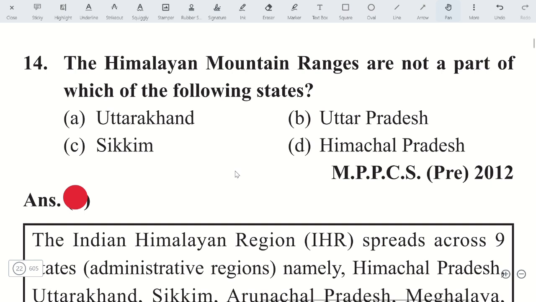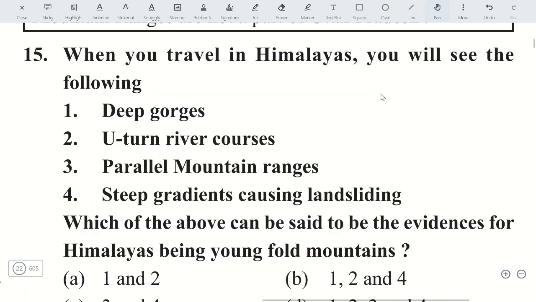The Himalayan mountain ranges are not a part of which of the following states? It is not a part of Uttar Pradesh. They are part of Uttarakhand, Sikkim, Himachal Pradesh. They are found in Jammu and Kashmir. Let's move on to the next question.